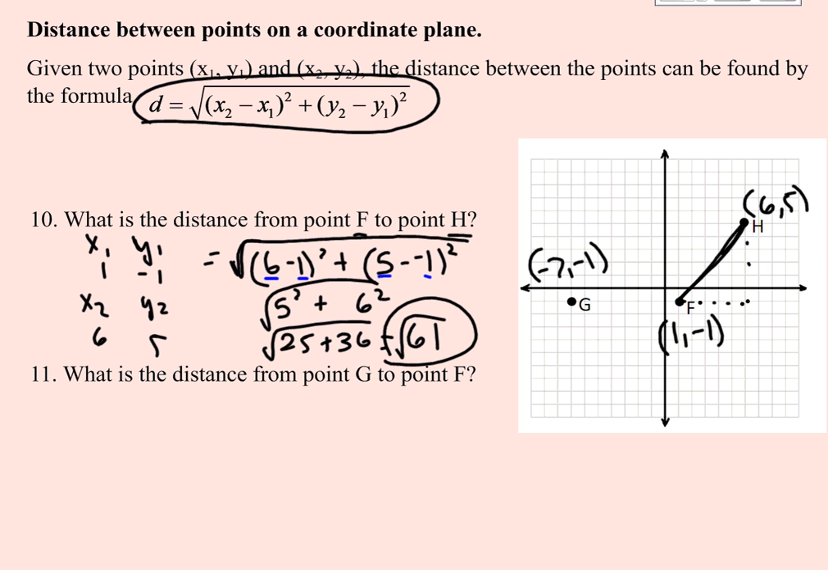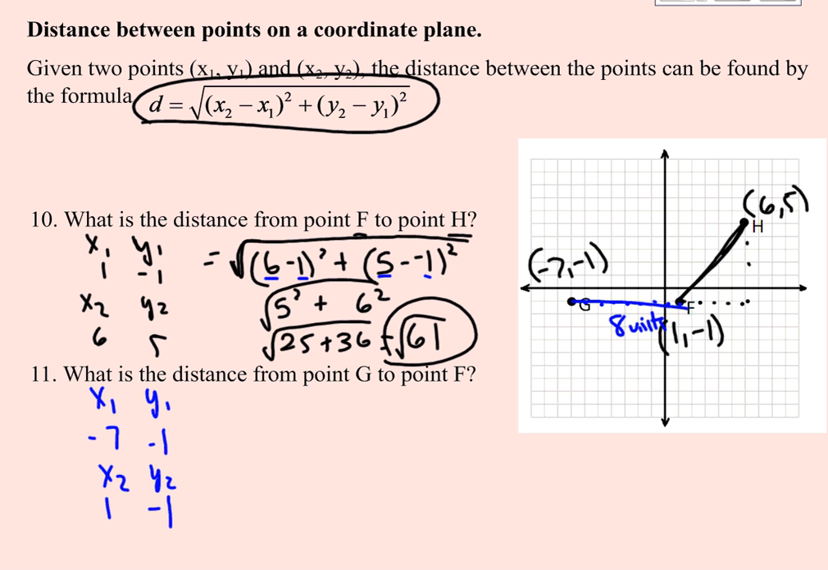Now what's the distance from point G to point F? Well, this one is a straight line, so you could cheat: 1, 2, 3, 4, 5, 6, 7, 8, and just count that it's 8 units. Well, let's check and make sure using the formula. From point G to point F, x1 is going to be negative 7, y1 will be negative 1, x2 will be 1, y2 is going to be negative 1.